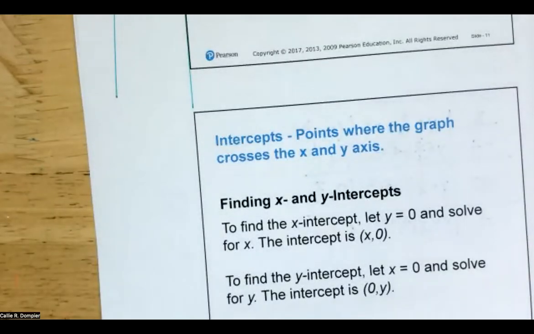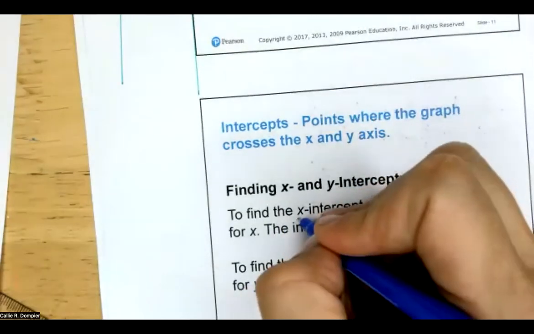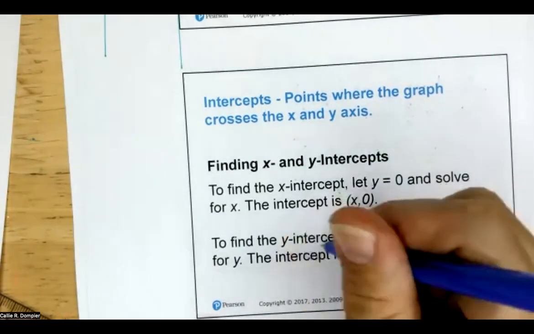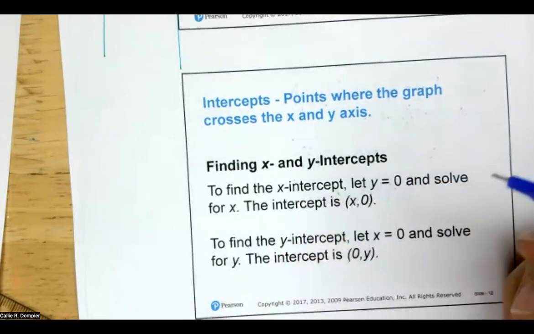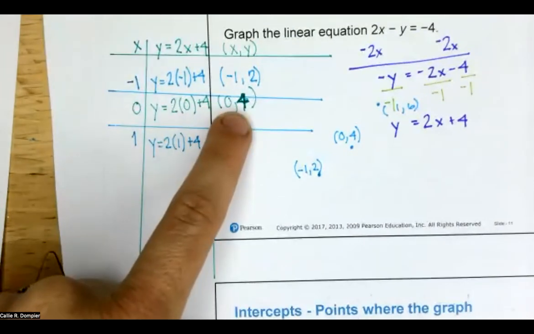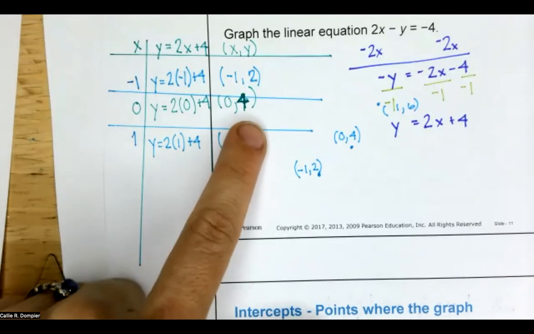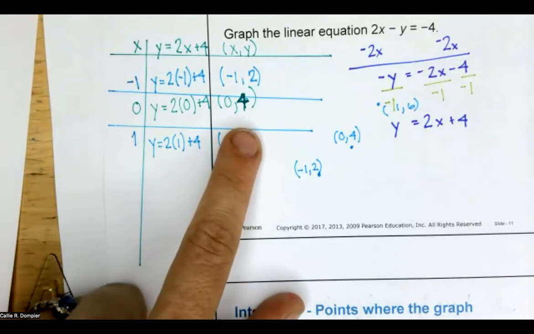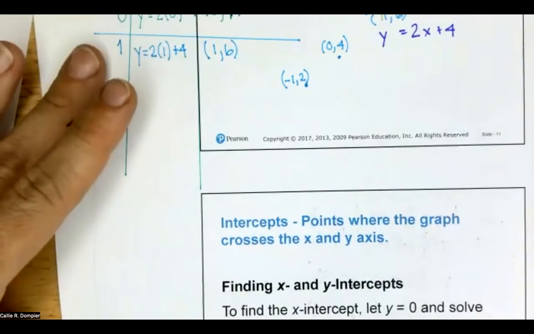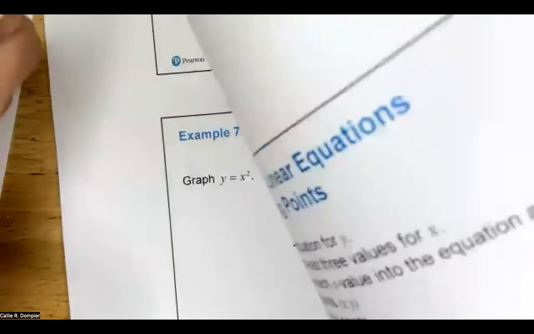Intercepts are points where the graph crosses the x-axis and points where the graph crosses the y-axis. We covered this a tiny bit already, but to find an x-intercept, make y 0 and solve for x. To find the y-intercept, make x 0 and solve for y. So you'll see that here, when x was 0, we got the point 0, 4. That's the x-intercept because that's where it crosses x. If I put y in for 0, or 0 in for y, then I'll get the y-intercept.